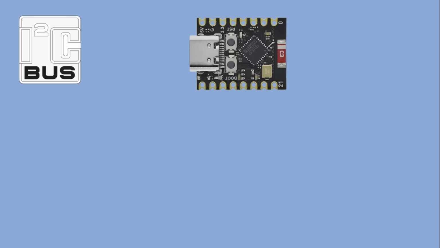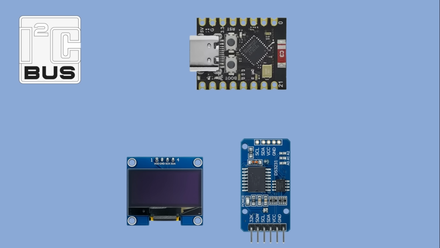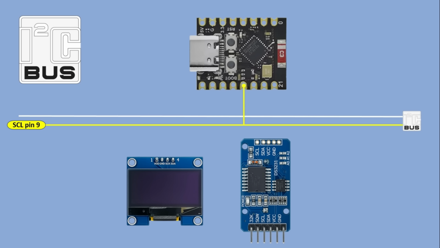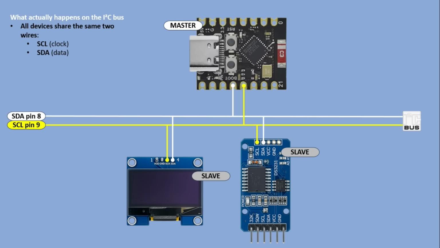To control it, we need a microcontroller. Let's choose the ESP32C3 Super Mini. The display, and for that matter any other I²C device, such as a real-time clock module, is controlled through the I²C bus. What is I²C? I²C is a communication bus that uses two shared lines, a clock line, SCL, and a data line, SDA. These two lines are shared by all connected I²C devices. The microcontroller acts as a master, and the connected devices act as slaves.